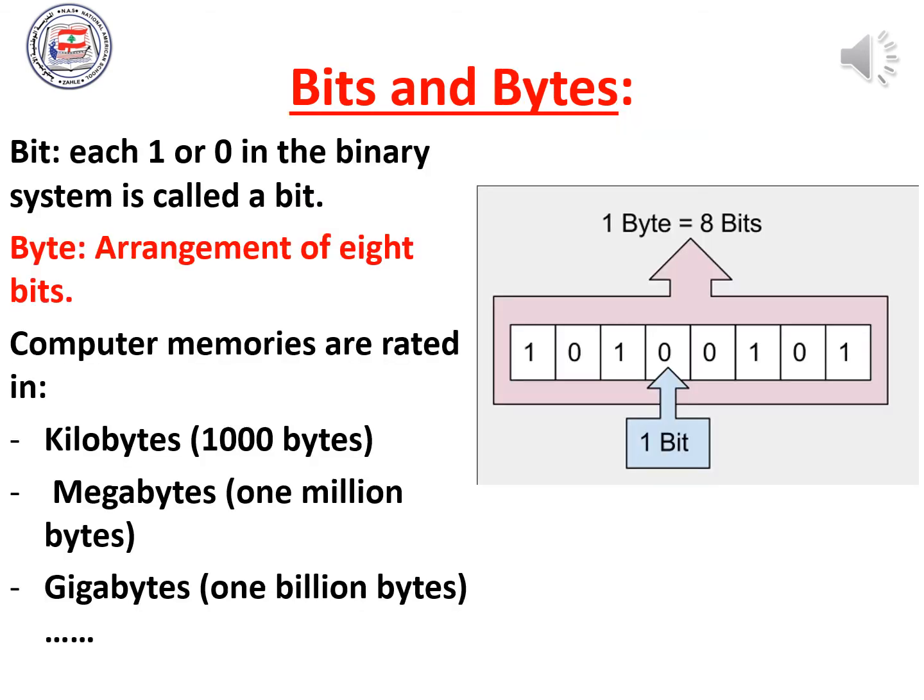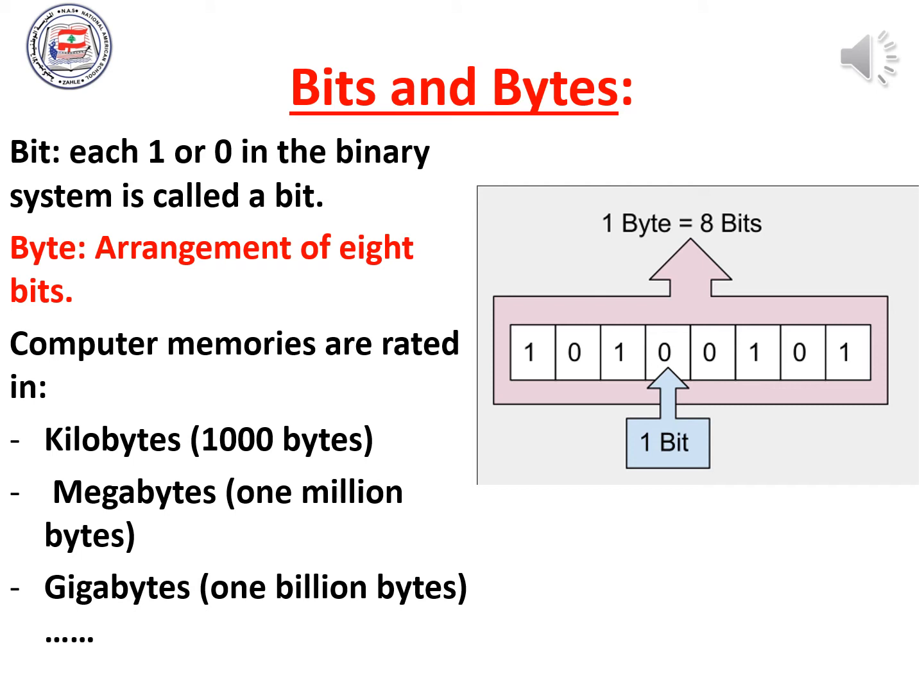Bits and bytes. What is a bit? The bit is each 1 or 0 in the binary system. The byte is the arrangement of 8 bits. So each 0 or 1 in the binary system is called a bit, and an arrangement of 8 bits is called the byte, as you can see in the figure in front of you. We have 1, 0, 1, 0, 0, 1, 0, 1. Each one of them is a bit, and all of them are called a byte because they are 8 bits.